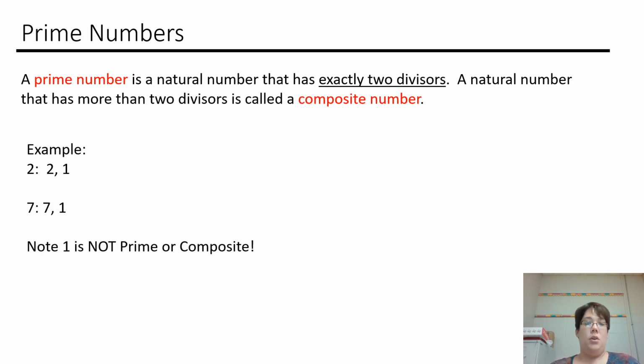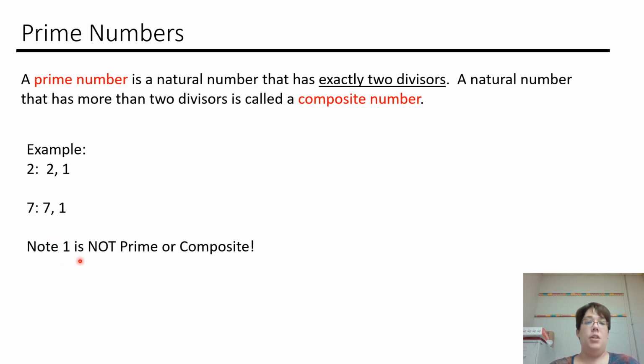Okay, so let's look at an example of a couple of prime numbers. The number 2 has divisors of 2 and 1. Those are the two numbers that will divide into 2. 7 has divisors of 7 and 1. Those are the two numbers that divide into 7. So pretty much a prime number has a divisor of itself and 1. So that's what a prime number is.